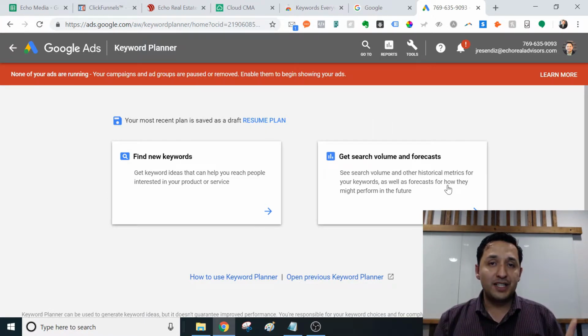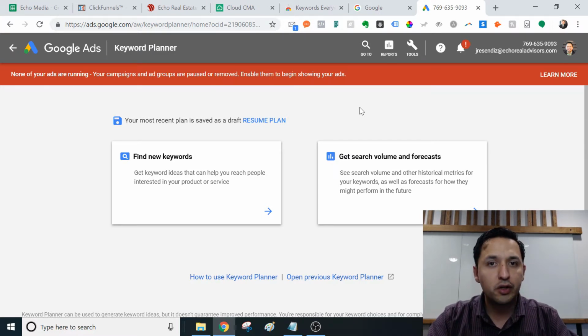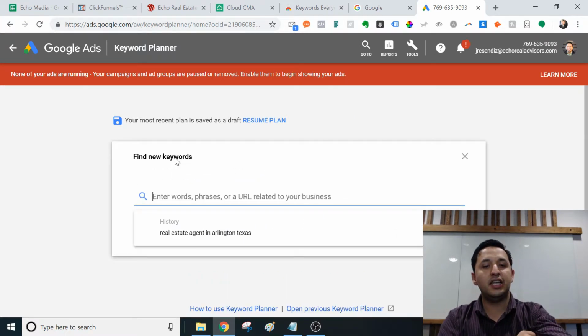Now, the interface may be changing depending on when you see this actual video, but it's not going to change too much. Their recent overhaul, which was in beta mode for quite a while, has officially made the jump over without exception. So I don't foresee this changing too much in the very near future, but they're continually tweaking things. So you're going to go to find new keywords.